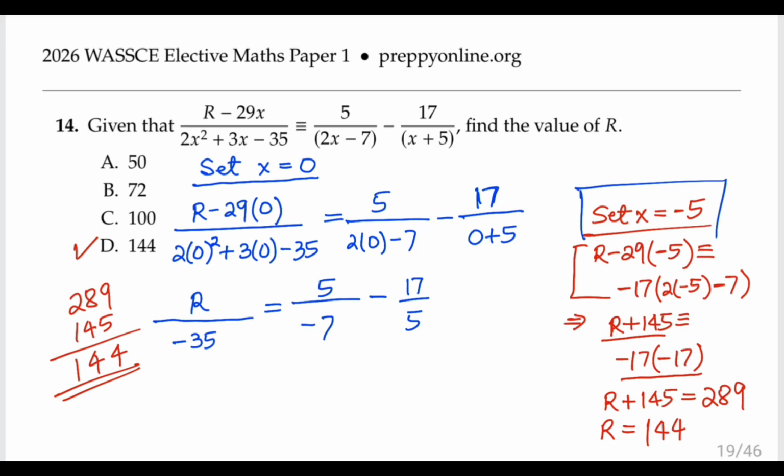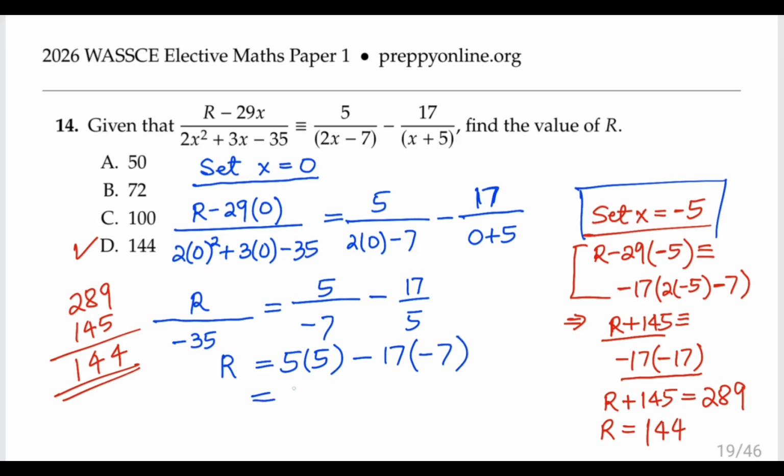So here we can multiply both sides by minus 35. When we do that, we get r is equal to, when you multiply this by minus 35, you're going to be left with 5 times 5. If you multiply this by minus 35, you're going to be left with 17 times minus 7.